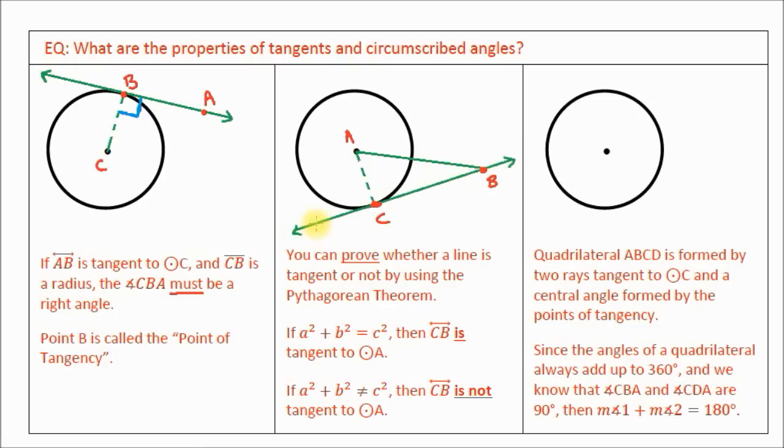Now, you can prove whether a line is tangent or not by using the Pythagorean theorem. So let's say your question was, is line CB tangent to circle A? And the answer would be this. If you can prove that triangle ABC is a right triangle, then you've proven that angle C is a right angle, and therefore you've proven that line CB is tangent to circle A. I'm not going to label this as a right angle because that's what you're proving. So let's label these so we can match them up with our Pythagorean theorem.